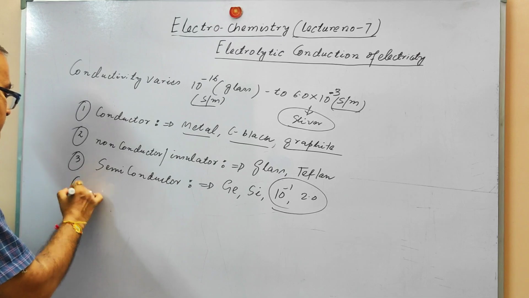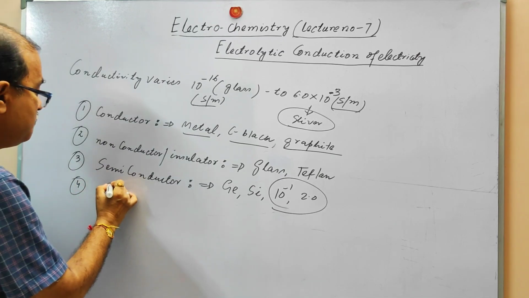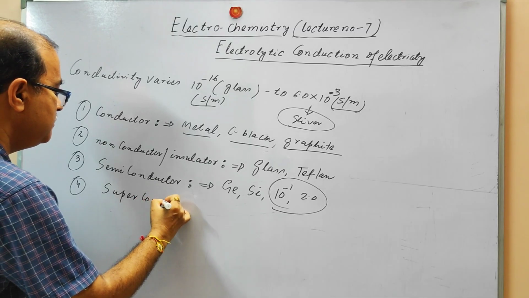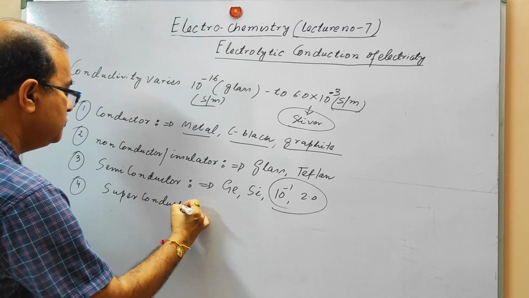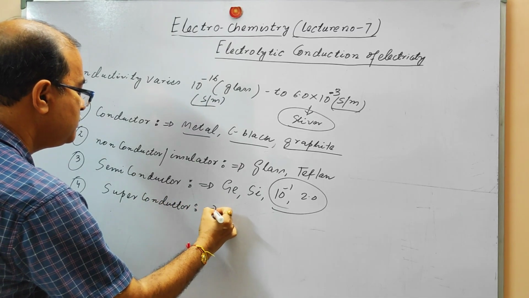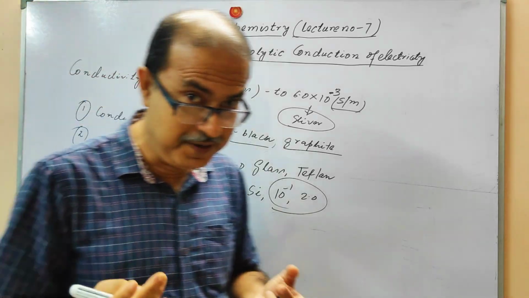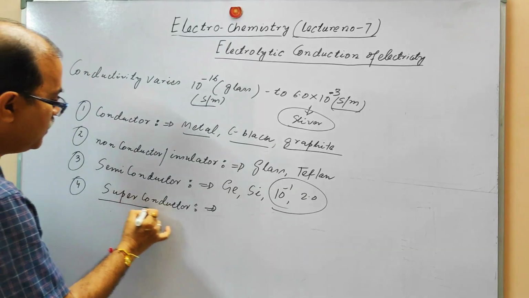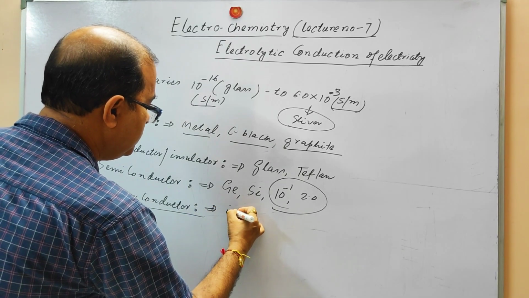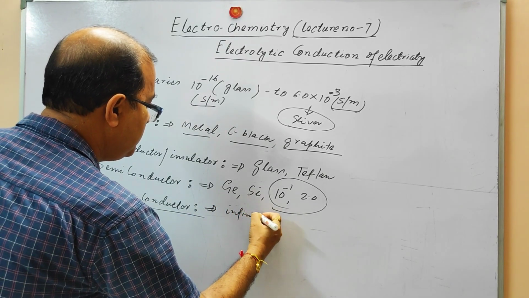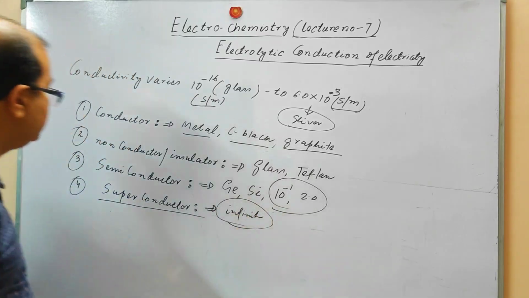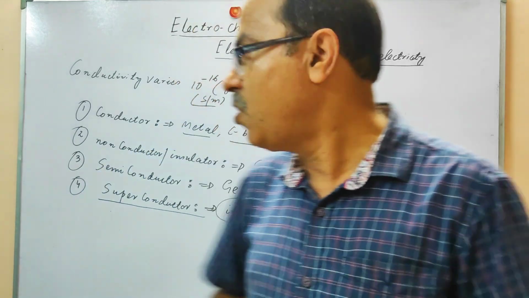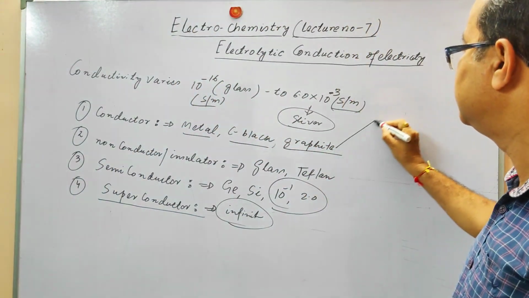Another very important classification is the superconductor. Superconductor means it has zero resistance. Zero resistance means what will be the conductivity? Conductivity is infinity. So a superconductor has infinite conductivity. So these are the 4 classifications that you can see, but we will concentrate only on the conductors.